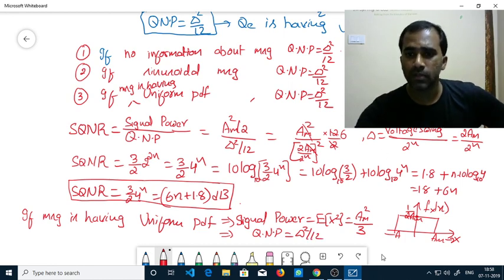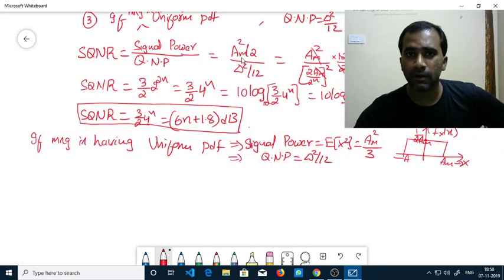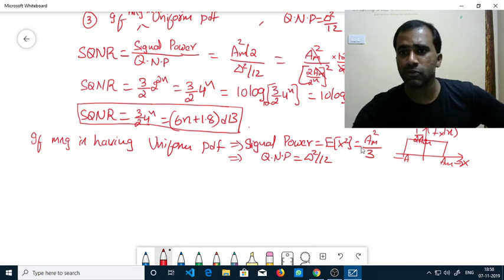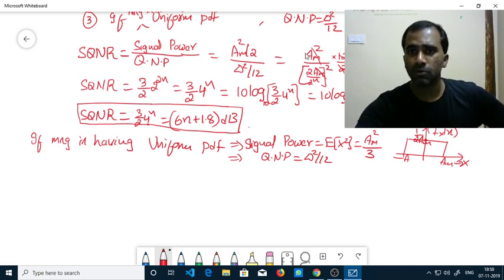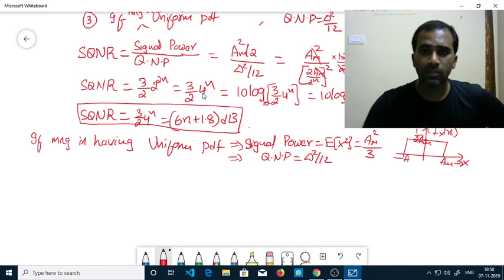Now what happens to the answer? Let us see. Signal power has changed from AM square by 2 to AM square by 3. In place of 2, you are having 3. So what happens is, this 2 will not get cancelled. 3 will be there in the denominator. So 3 gets cancelled.